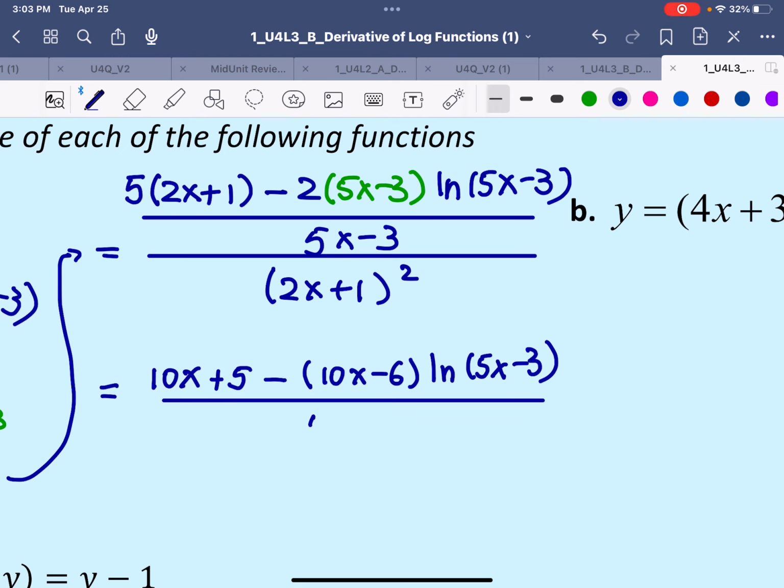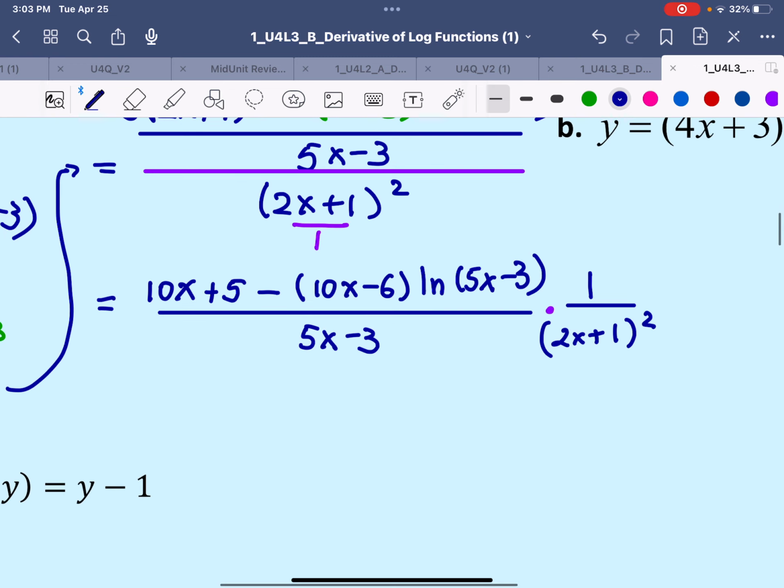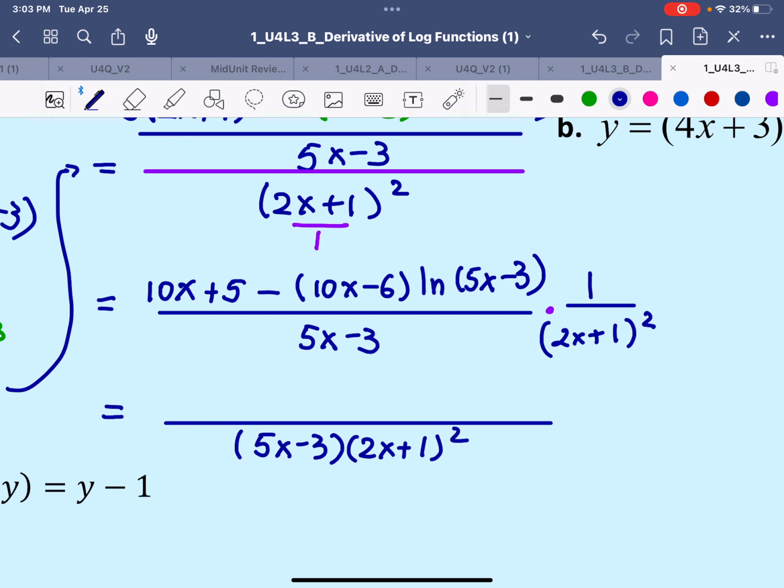over 5x minus 3. Now it's time to divide by 2x plus 1 squared. So turn division into multiplication, and this will flip. So that would be 1 over 2x plus 1 to the power of 2. So we'll bring everything together in one single fraction. That would be our last step here. So we have 5x minus 3, 2x plus 1 to the power of 2. The numerator has 10x plus 5 minus 10x minus 6 ln of 5x minus 3.